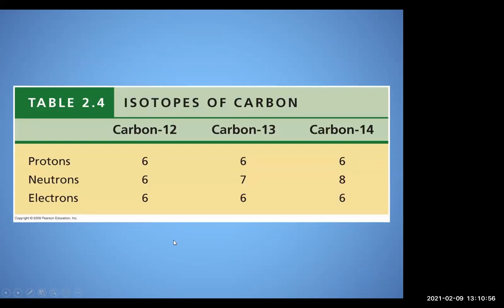So this is just a chart showing the number of protons doesn't change for the isotopes. The number of neutrons does. The electrons do not change either. So these are all uncharged because the neutrons have no charge, so they don't add charge to it, so they don't make them into ions. They're just isotopes.